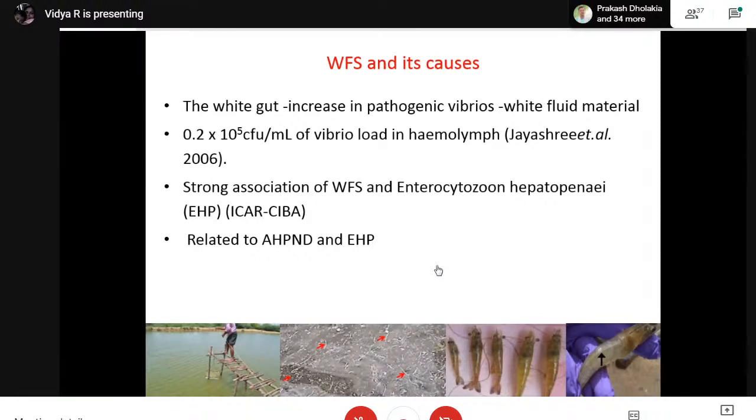In white gut syndrome, we have seen that there are pathogenic Vibrios, but not the AHPND strain, containing 0.2 to 10 raised to 5 colony-forming units of Vibrio in their hemolymph. It has been seen that it has a strong correlation with enterocytozoon hepatopenaei. Of course, the hepatopancreas and gut are invaded by EHP, and any infection in this part may cause white colored discharge from the animals.